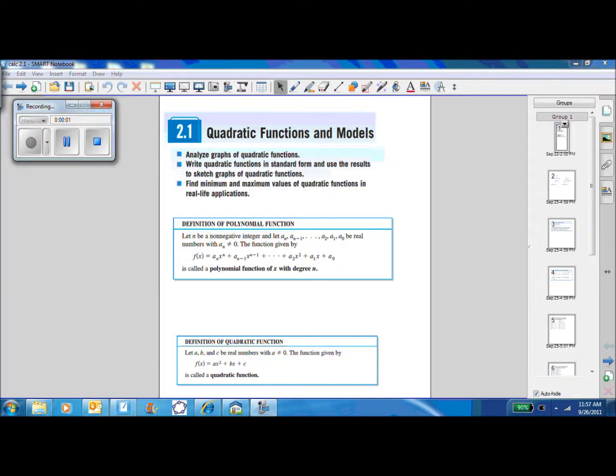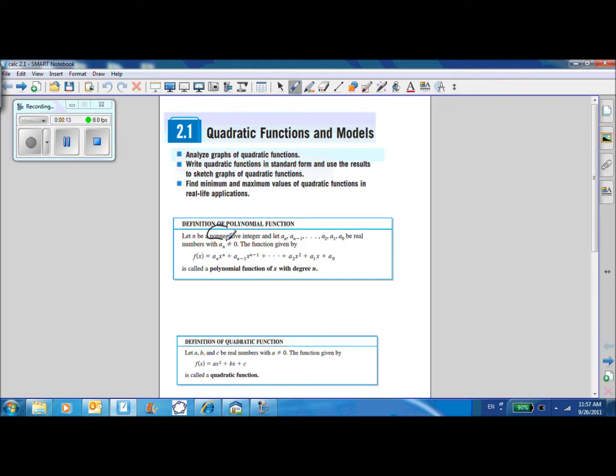Here with quadratic functions and models. And first, a quadratic function is a kind of polynomial function. And one of the key things I want you to notice in this definition is that n has to be a non-negative integer. What this results in, if we make all the powers of x like 2 or 5 or 8 or 0, then we end up with a domain for all polynomial functions of all reals.